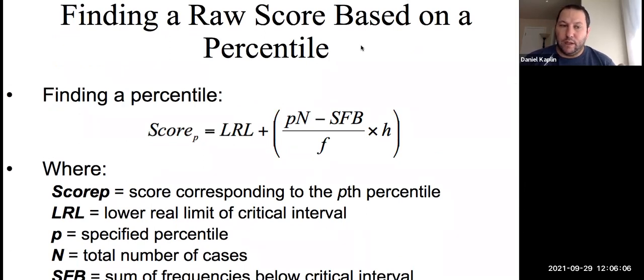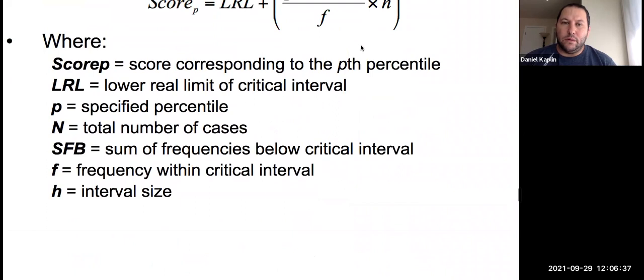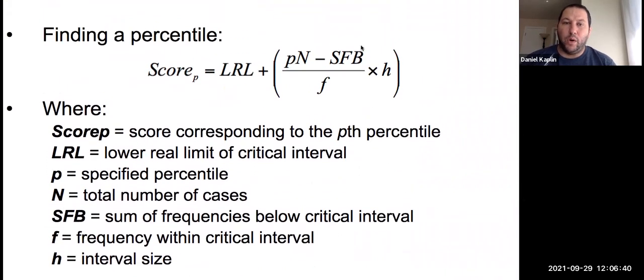Score P, where the lowercase p is a percentile, so you do score 0.25 equals the lower real limit. Now we still need to find the lower real limit of that range plus p times n, which is the specified percentile times the total number of cases, minus the sum of the frequencies below, divided by the frequencies within the class interval, times the height. So I'm going to also write this formula on the board, and I'm going to work us through this formula.